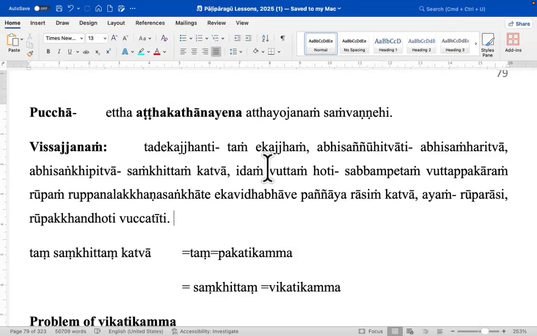Okay, this is Atthakaranaya. When we are asked to translate by means of Atthakaranaya, for me it is difficult, because sometimes we cannot know the context.